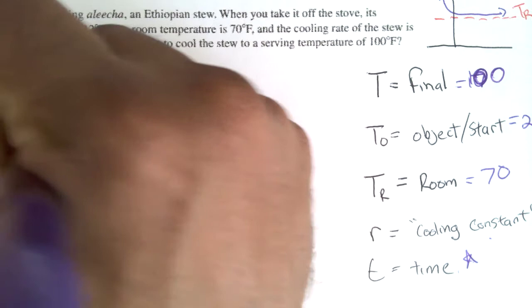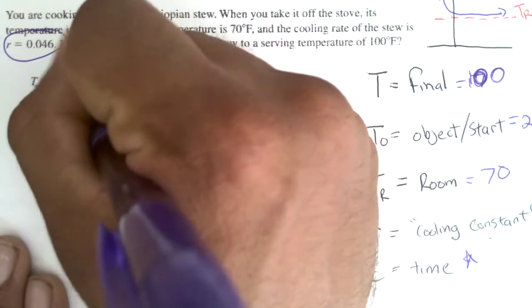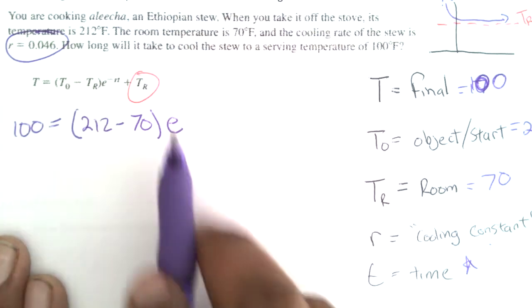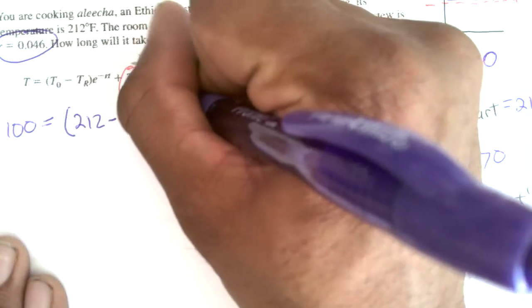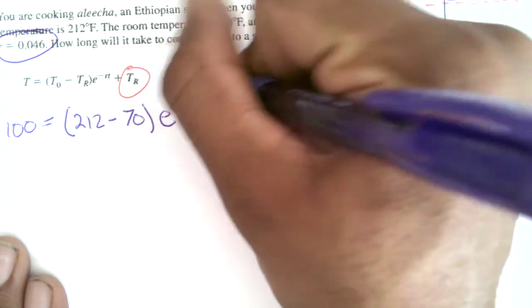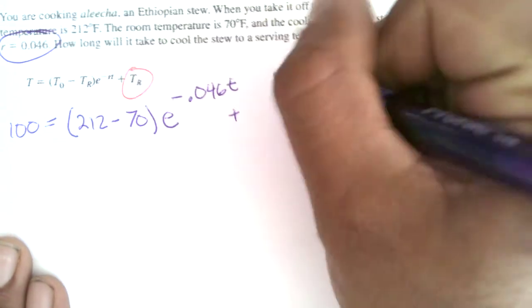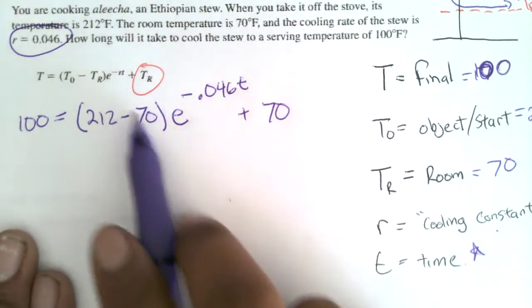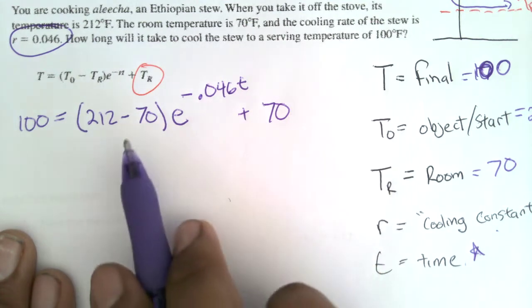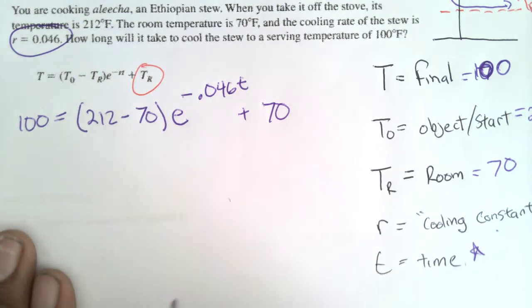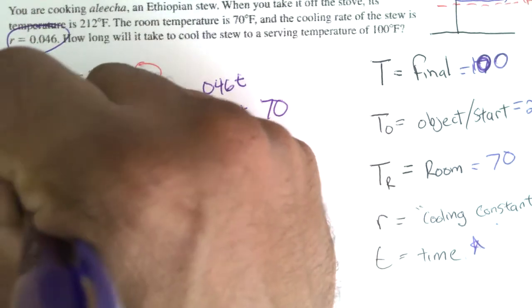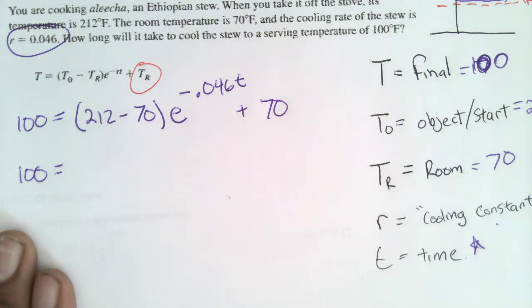We have 100 equals 212 minus 70 e. Don't forget the e. This is a really easy one to forget there. Minus 6t plus the room temperature, which is 70. This little plus 70, again, if you're thinking about the model, it's like, well, we're never going to get lower than room temperature. We're always going to approach the room temperature. All right, so if something was heating up, I guess it would approach it going up. All right, so we got 100 equals, and we're going to continue through that.